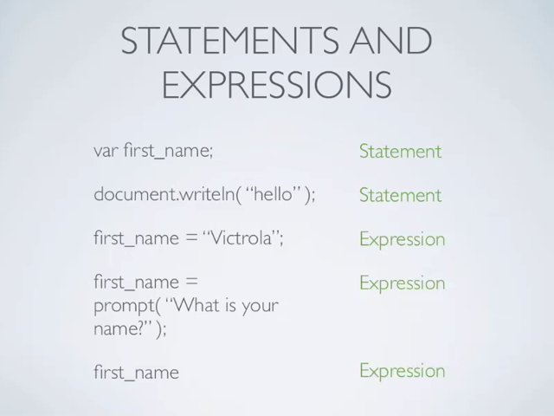The last three statements we have here are all what we would call expressions. They are expressions because each one of those statements themselves actually represents a value. When we do first name equals Victrola, what we would find is that the value of that entire statement is actually the assigned value, Victrola. Same basic thing with the prompt. The first name equals prompt statement would actually be equal, the entire statement, to whatever value the user fills into the prompt box. And of course the last one is really in a lot of ways the simplest. The first name variable by itself is simply an expression that means the value of this variable.